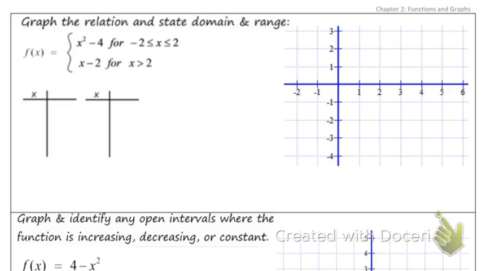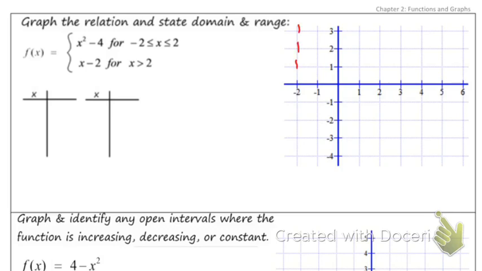Our next one says graph the relationship and state the domain and range. So this one says if x is between -2 and 2, we're supposed to graph x squared minus 4. When x is greater than 2, we're going to do x minus 2. So what I'm going to look at is the turnaround points.